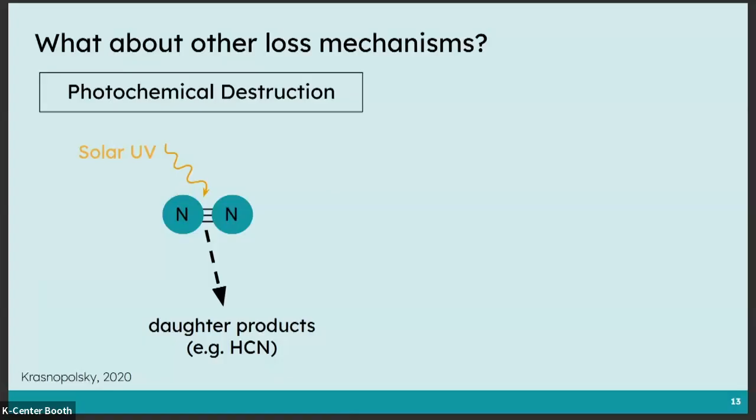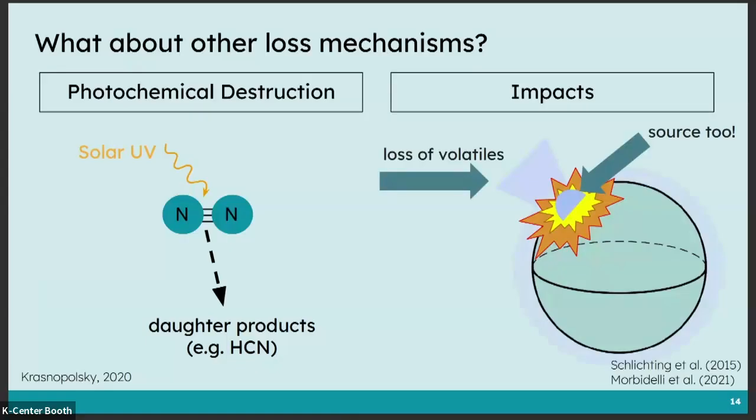The two other loss mechanisms that we looked at are photochemical destruction. So this is when an incoming solar UV photon strikes a nitrogen N2 molecule, breaks it apart, and in Pluto's atmosphere and on the surface, this is an irreversible process, so it represents an irreversible loss of N2 molecules. So we look at that as a loss mechanism, as well as impacts. When an impact comes in and hits Pluto, there's some amount of atmosphere that gets lost just through blow-off that happens. But we also wanted to account for the fact that the things impacting Pluto have similar composition to Pluto, so they also are a source of nitrogen, so we accounted for both of those effects.